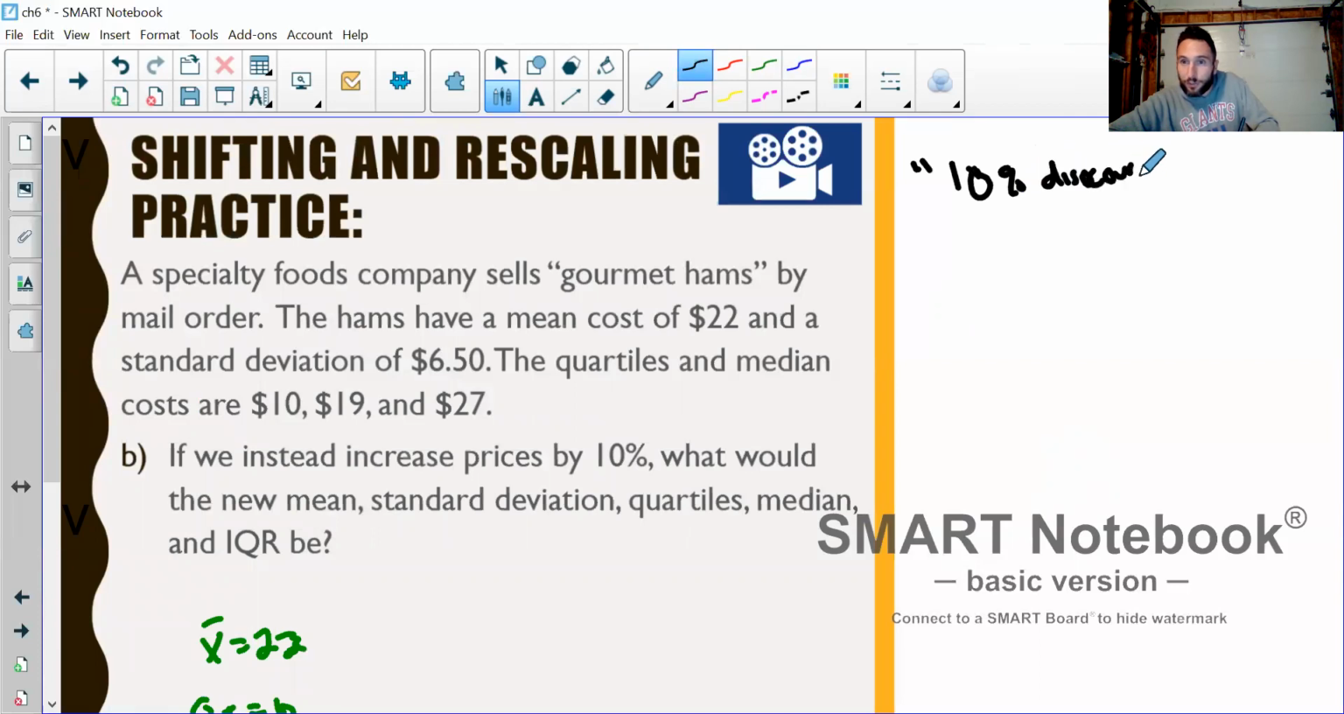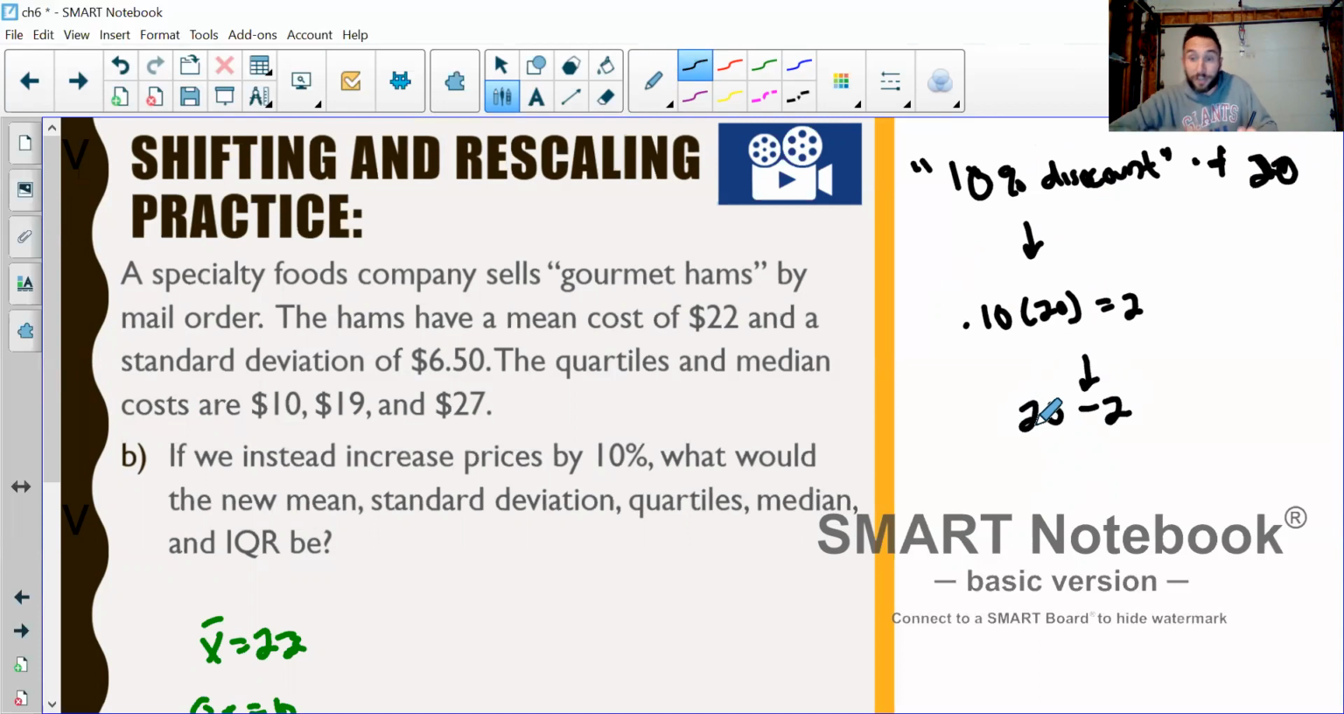Sometimes students think that we're shifting because, let's say we're taking a 10% discount off of $20. So what a lot of people do is you're going to tell me you're going to do 0.1 times 20, which is 2, and then take the original price and subtract that 2. So then students get caught up in this subtraction right here, and you think, oh man, this is shifting, right? Maybe that's not affecting my measures of spread.